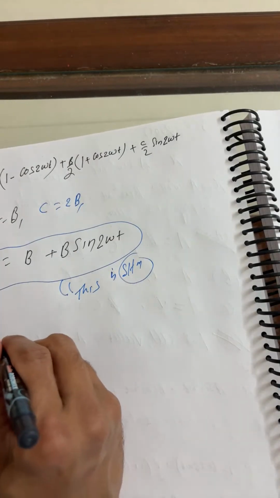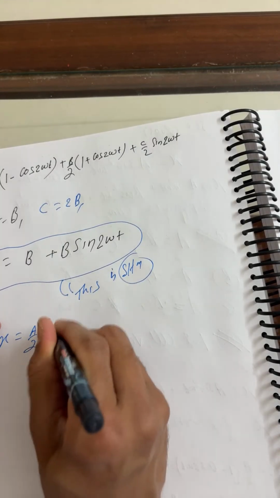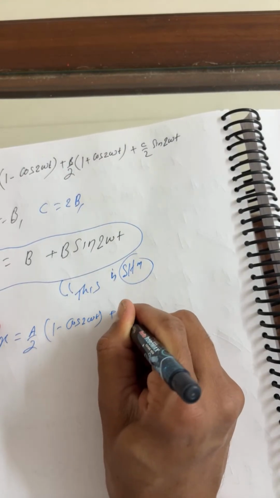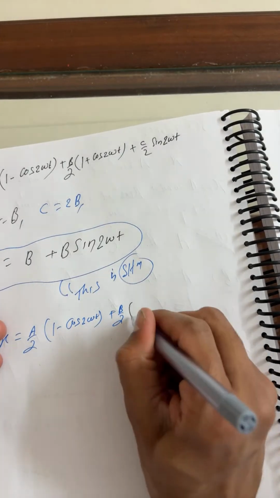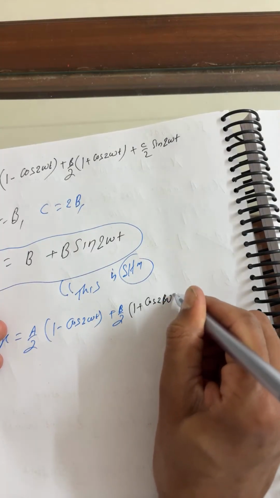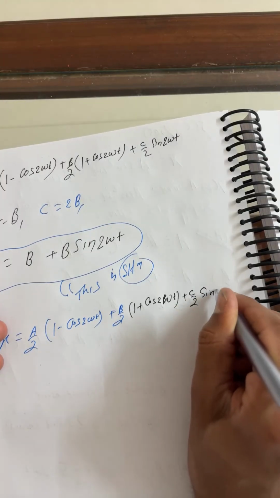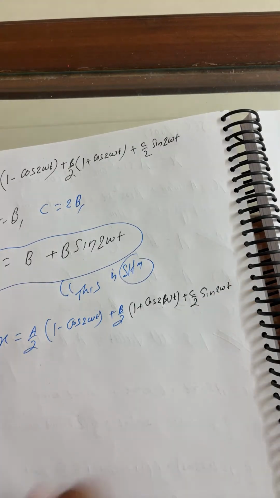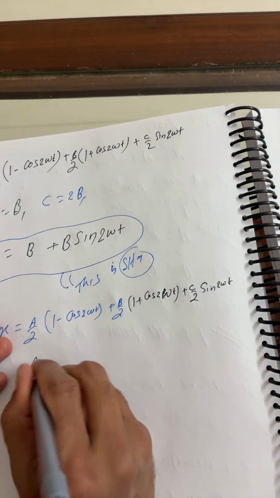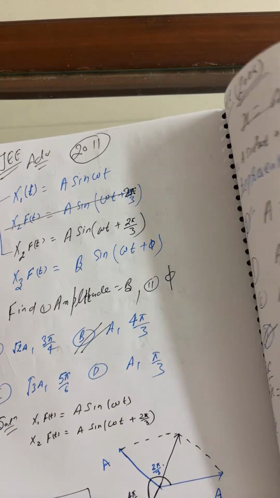Okay. So next I can say that X is equal to A by 2 (1 minus cos 2 omega t) plus B by 2 (1 plus cos 2 omega t) plus C by 2 sine of 2 omega t. Here I'll take, my dear, that is option number second here. A is equal to minus B and C is equal to 2B. I'll take once here. Yes, correct only.